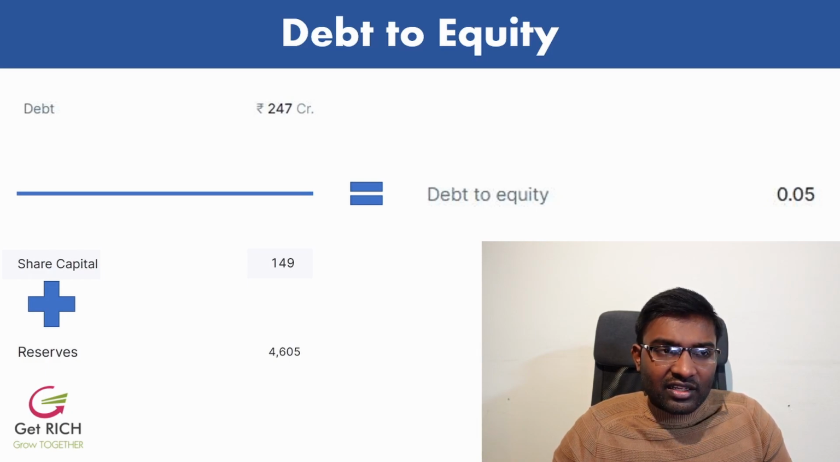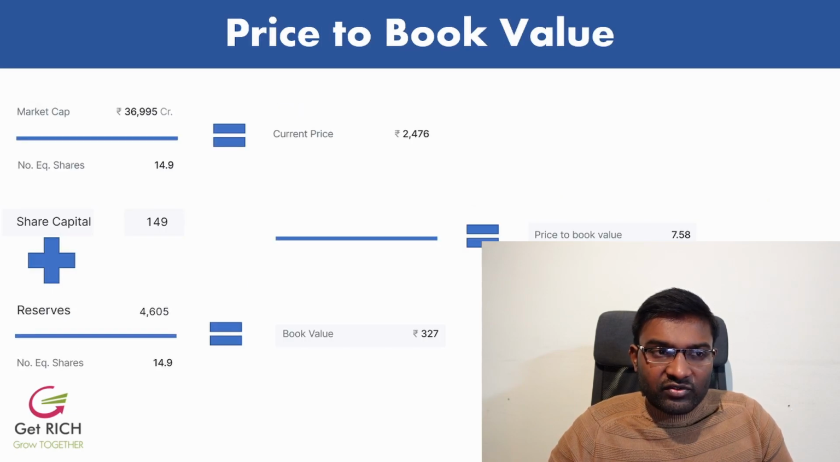Then let's have a look at the third one, which is price to book value. Price we know how to calculate, so we can arrive at the current price, which is 2476 rupees. And the book value is nothing but what we just looked into, the shareholders equity, which is share capital plus reserves.